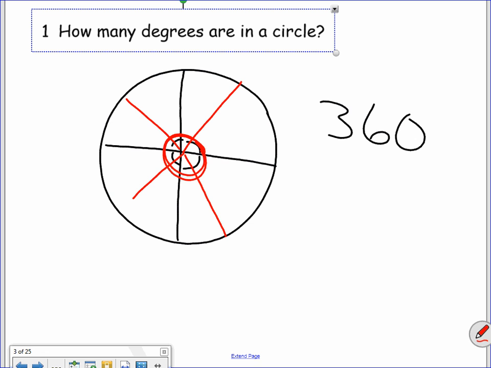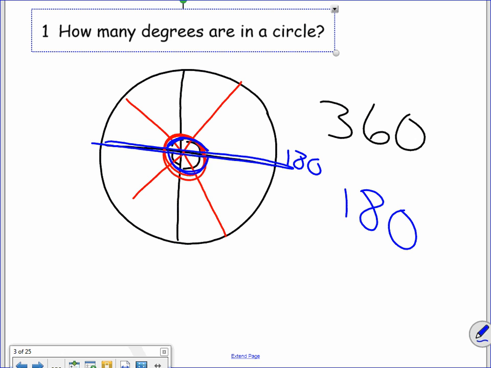Another thing I want you to notice here is the number 180. As you can see, 180 is half of 360. So what that means, kids, is a straight line. Here's a straight line. If I were just to add up the angles here, that would equal 180. Now, if I add up these angles as well, plus these angles, it'd be 180 plus 180, which equals 360.